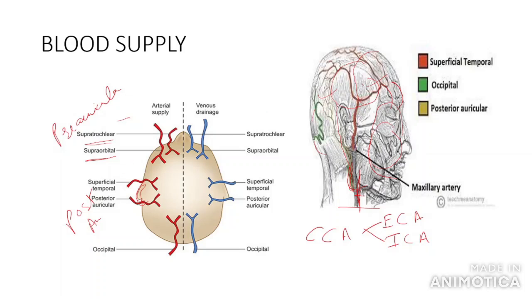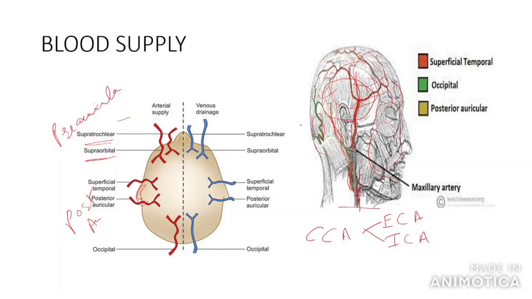And then you have superficial temporal. This is your superficial temporal. This is your temporal region. Then you have posterior auricular. See here, the yellow one, the posterior auricular, and the green one is your occipital, right? So remember, we have 5 arteries that supply the scalp: supratrochlear, supraorbital, superficial temporal, posterior auricular, and occipital.